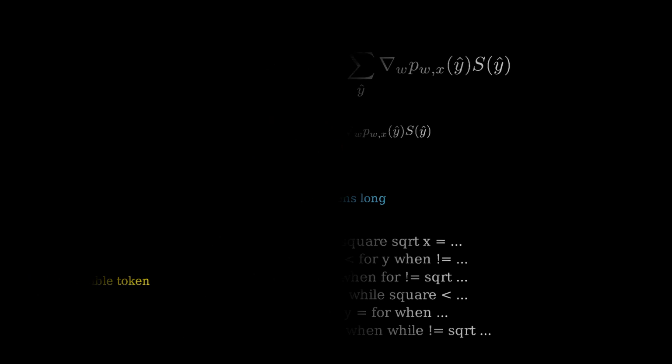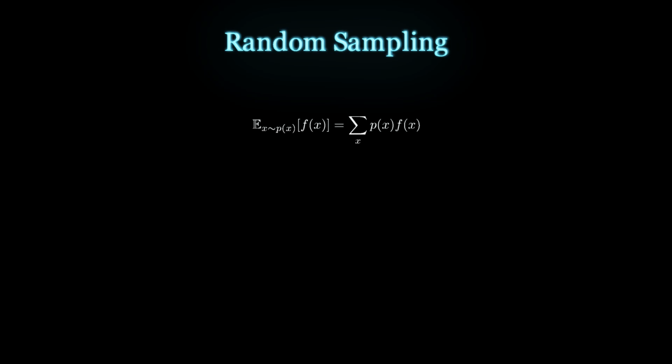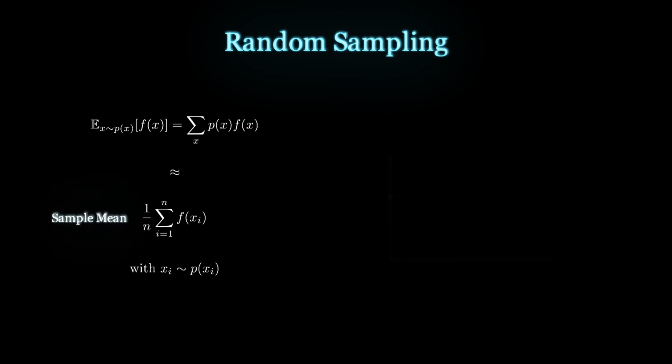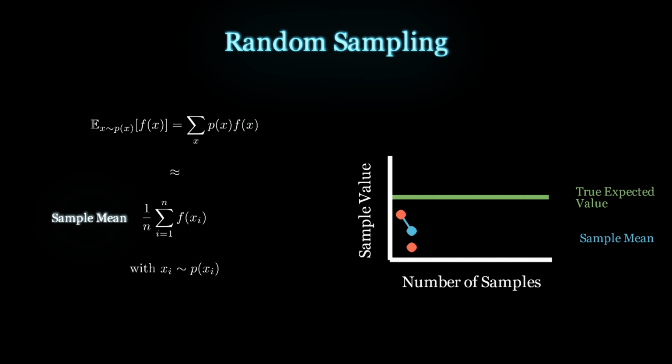And yeah, we're not going to compute that. Fortunately, statisticians have already thought of a solution to this problem as well: random sampling. If you want to compute the expected value of a function under some probability distribution, you can draw a bunch of random samples from that distribution, evaluate the function on each sample, and average the result. This quantity, known as the sample mean, converges to the expected value as the number of samples used is increased.